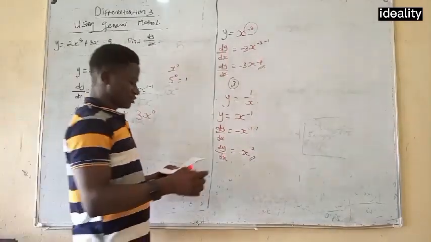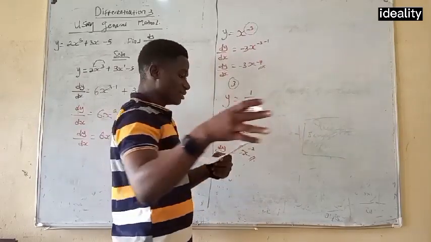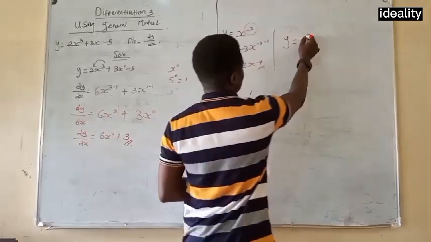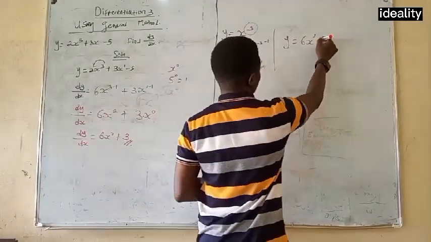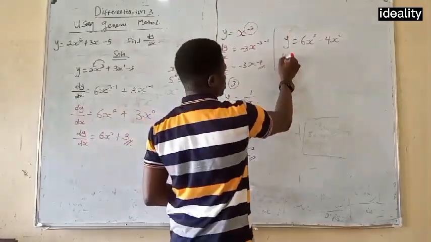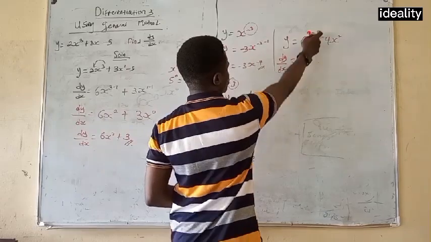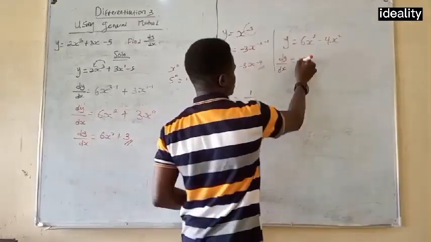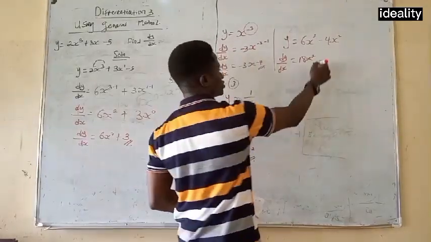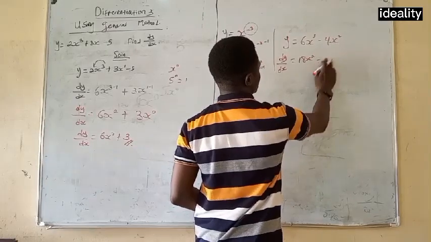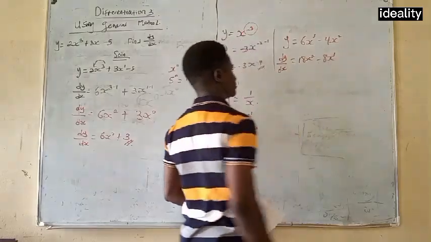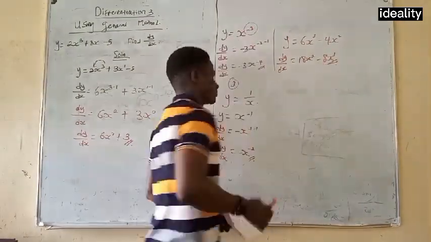And we have the last example under general method. We have y equals 6x cubed minus 4x squared. Find dy/dx. Same procedure. dy/dx will be equal to 3 multiplied by 6, that's 18 x raised to the power 3 minus 1, that is 2. Minus 2 multiplied by 4, that is 8 x raised to the power 2 minus 1, then 1. Then this will be your final answer.